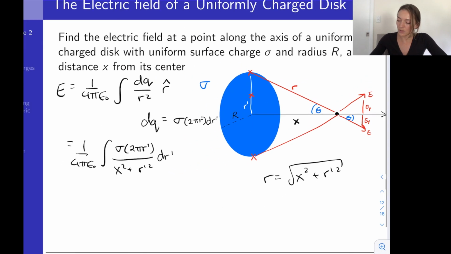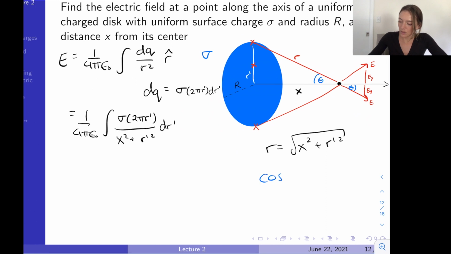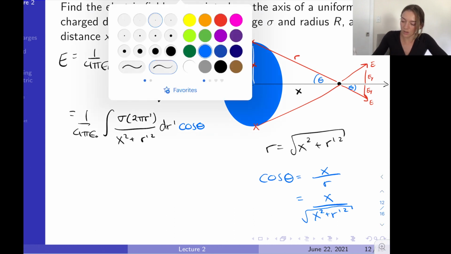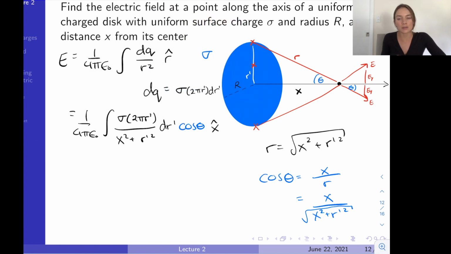You can just rewrite, we're going to want to pluck out our cosine theta there. We want to pluck out the x component. We can write cosine theta as adjacent over hypotenuse, which we said is x squared plus r prime squared. It's a different r, remember, our variable of integration. And then we can just replace cosine theta now. And this is all in the x hat direction, since our y hats cancel, and you get a 0. And you get no electric field in the y direction.